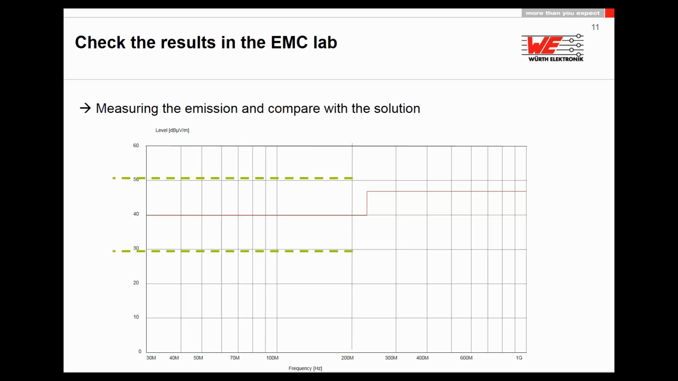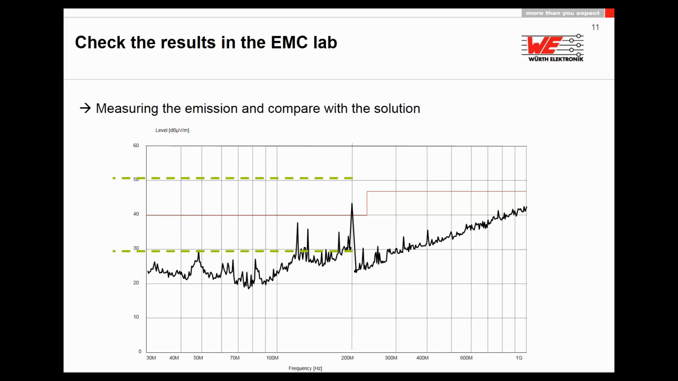But my experience is, if you go to the EMC lab on Monday, something like this could happen: you still fail. You have less peak, but you still fail. So Monday is not a good day for measurement. If you go to the EMC lab on Friday, maybe Friday is a luckier day, because you want to go to the weekend, you want to finish the job, and you make the EMC measurement, and wow, excellent, you are below the limit, everybody is happy, and this is the Friday measurement.